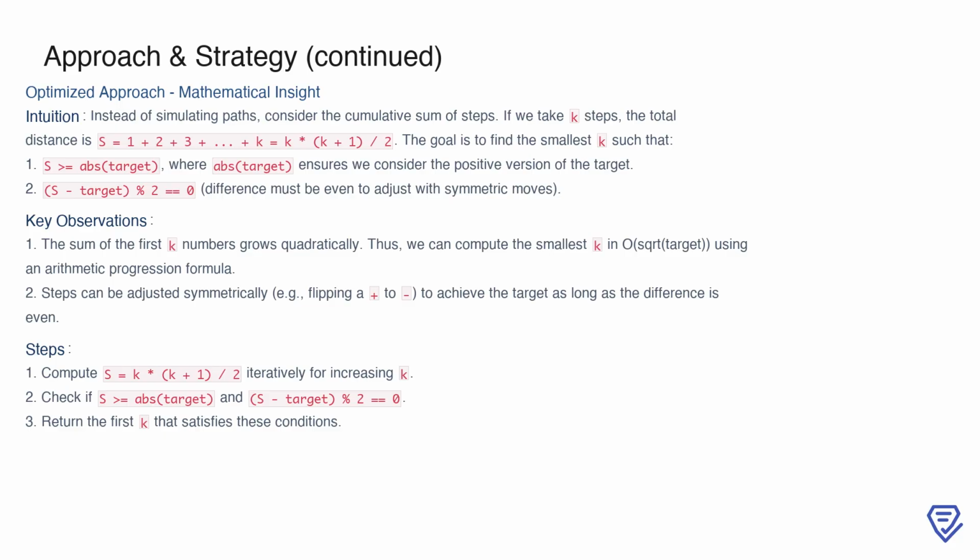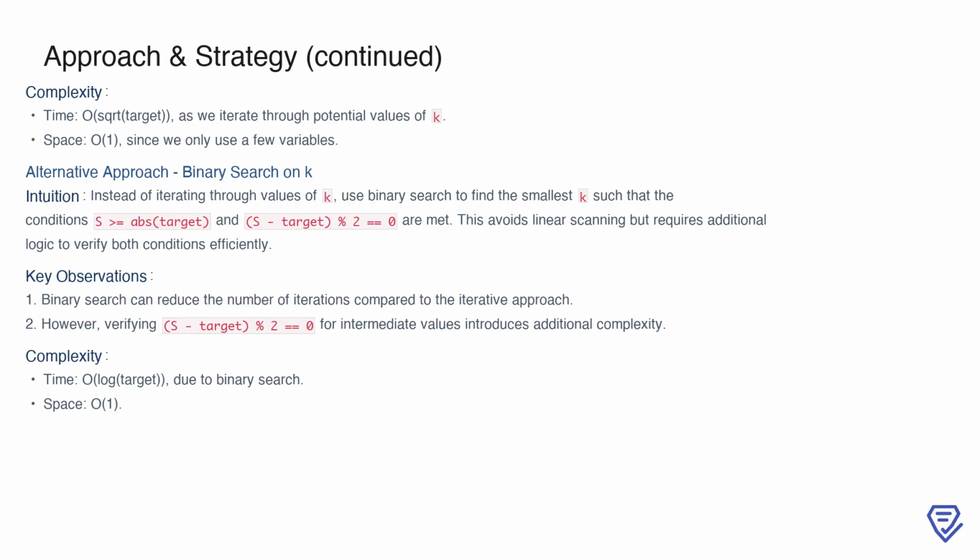The sum of the first k numbers grows quadratically, so we can find the solution in O(sqrt(target)) time, using only a few variables, which keeps space complexity at O(1). Analyzing the complexity of this approach, we see that the iterative process runs in O(sqrt(target)) time, as we only compute s for potential values of k up to a point.